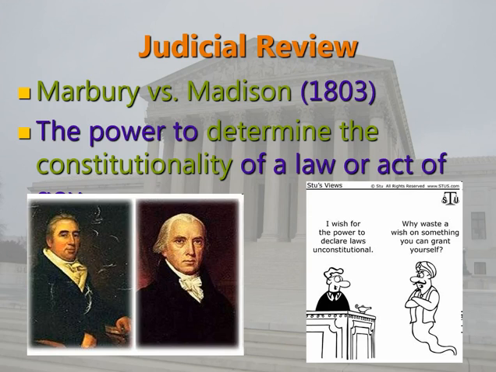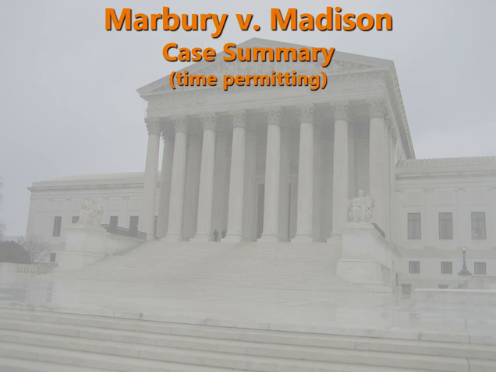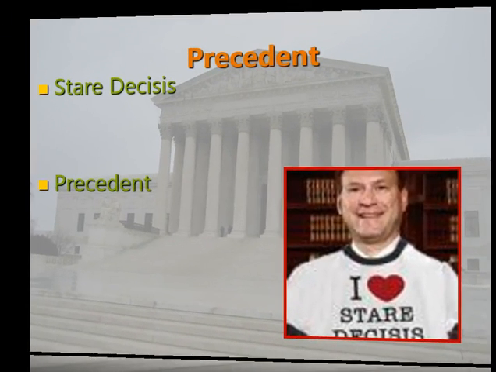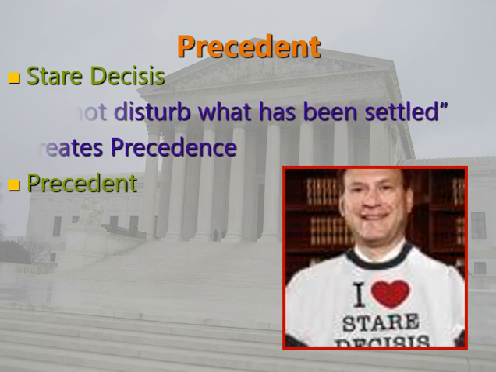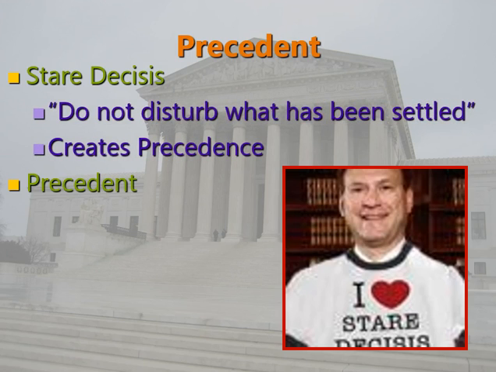And so this is important. The power of the court to determine if a law or an act of Congress or some other act of the government, does it violate the Constitution? And if it does, then we know that it is no longer valid and the Supreme Court can reinterpret the law or maybe even strike it down. That's where we get to the idea of precedent. Now, precedent comes from an idea known as stare decisis. This cool guy in the picture, he loves stare decisis. And what stare decisis means, literally in Latin, is do not disturb what has already been settled.